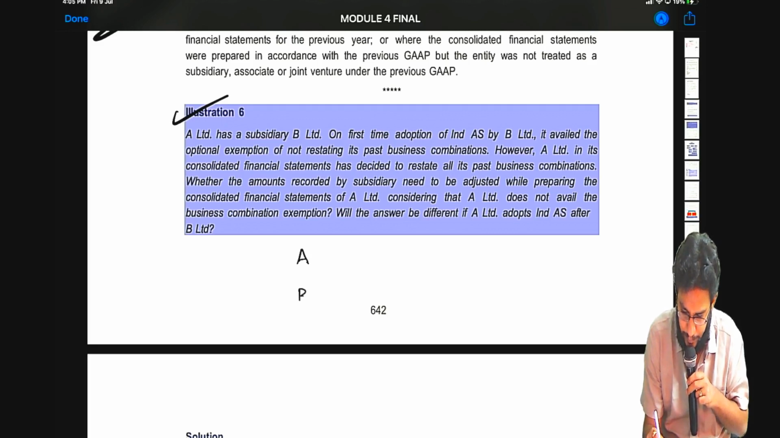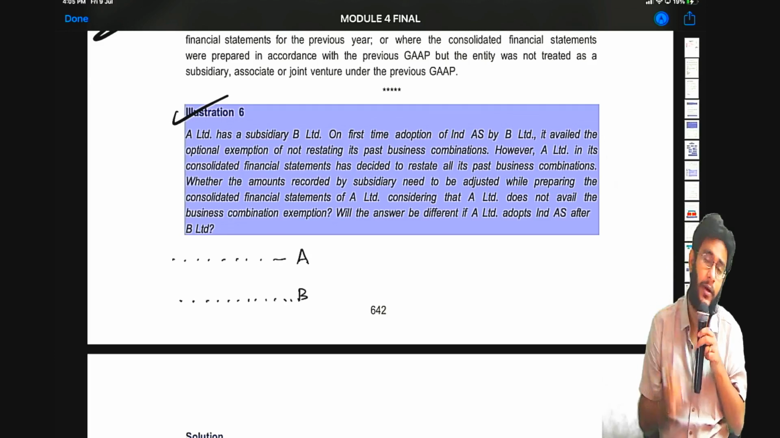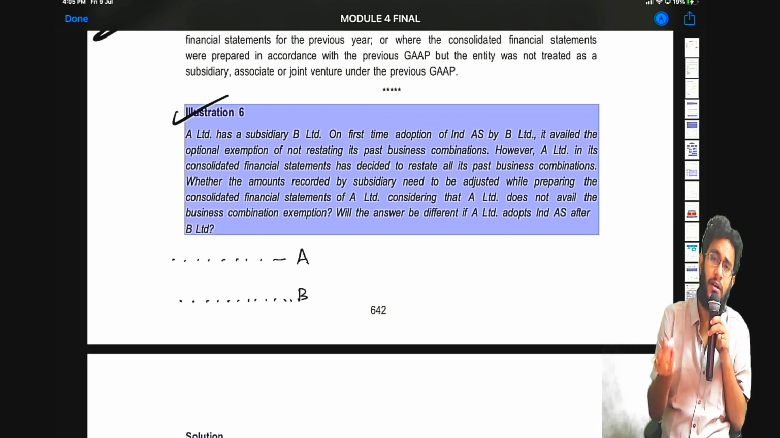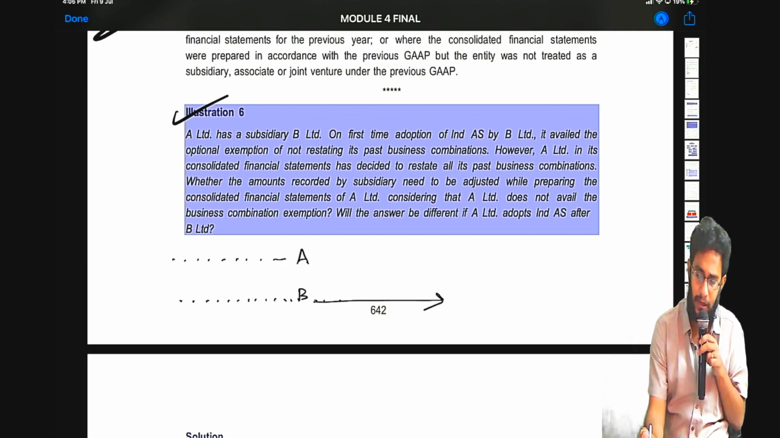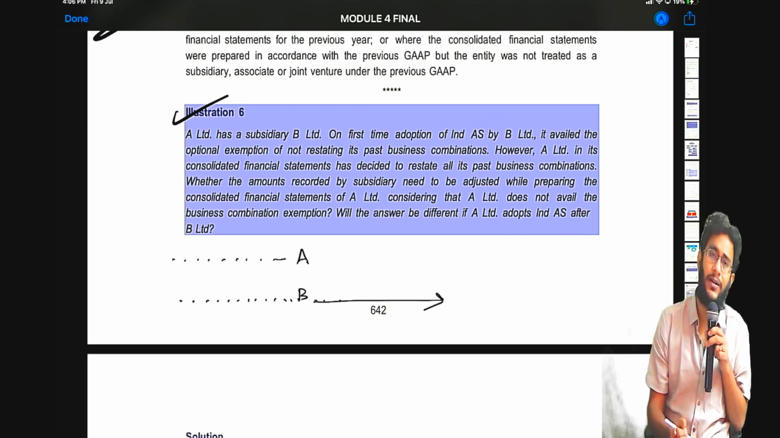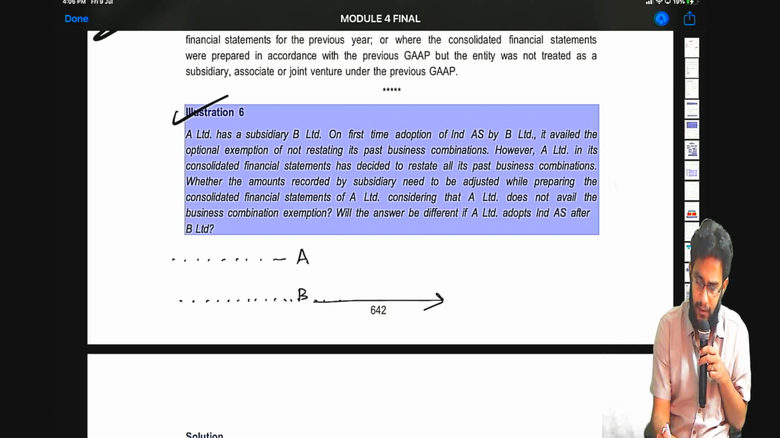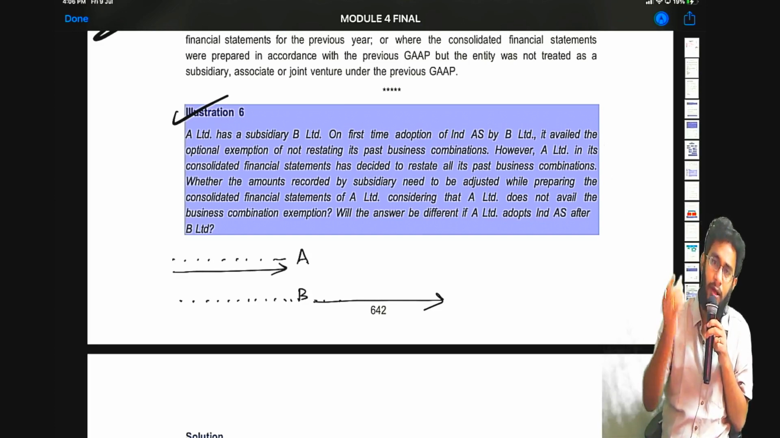A, B, parent, subsidiary. These are past business combinations of A Limited. These are past business combinations of B Limited. B Limited said, I want to select the optional exemption of not restating my past business combinations. I will apply Ind AS 103 prospectively. A Limited says, in my financial statements, I don't want that exemption. I will apply Ind AS 103 retrospectively. All my past also I am going to restate.